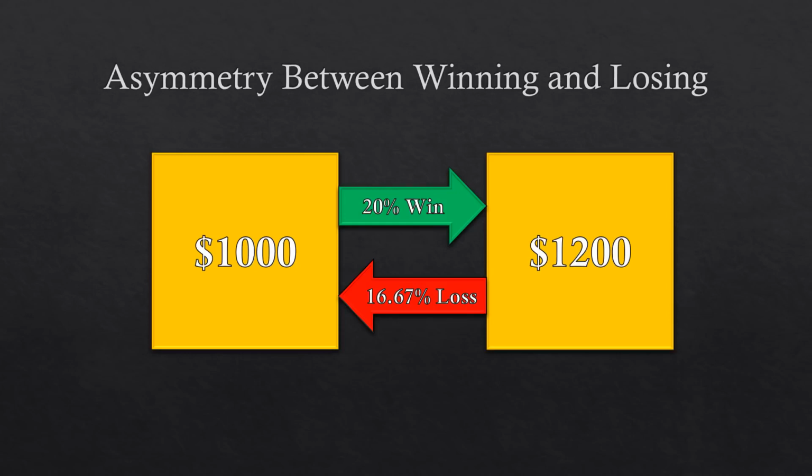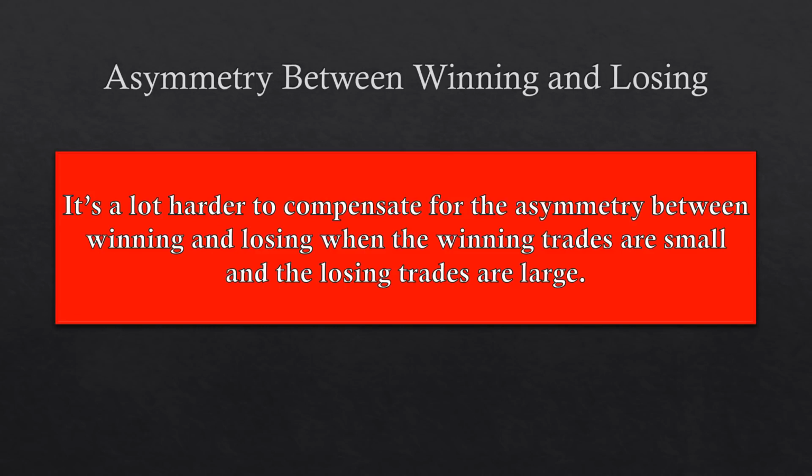In the context of scalping, since the winning trades are small and the losing trades are large, you need to create an extra run of winning trades to recuperate a large loss. In other words, it's a lot harder to fight this problem when the winning trades are small and the losing trades are large. Another way of looking at this is that scalping supercharges this problem of the asymmetry between winning and losing trades. It's easy to wipe out positive returns, while it's harder to recuperate losses.